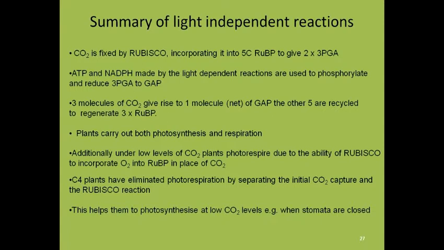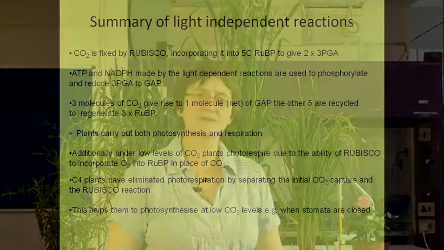Plants carry out both photosynthesis and respiration. Additionally, under low levels of CO2, plants photorespire due to the ability of Rubisco to incorporate oxygen into ribulose bisphosphate in place of carbon dioxide. C4 plants have eliminated photorespiration by separating the initial CO2 capture and the Rubisco reaction. This helps them to photosynthesize at low CO2 levels when stomata are closed.